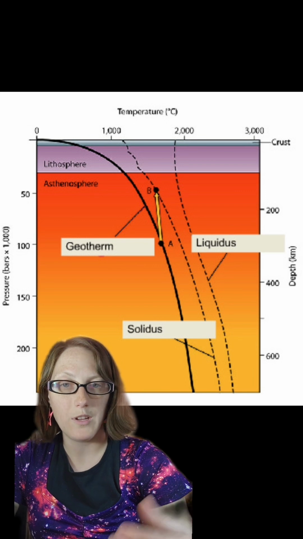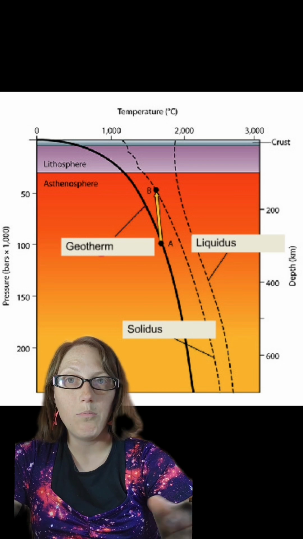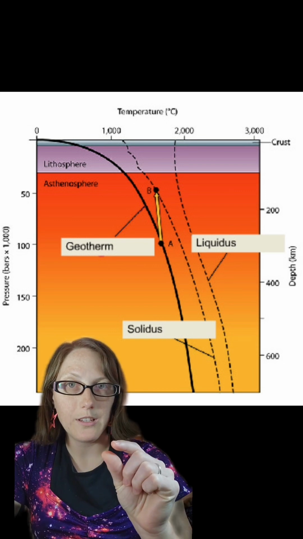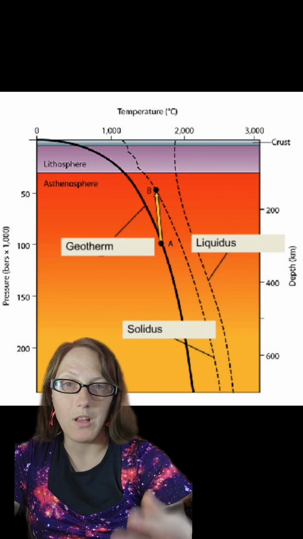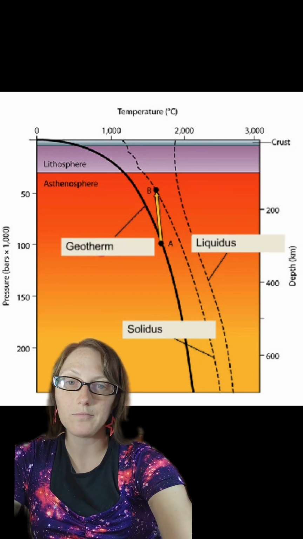as we go from point A to point B, the pressure decreases a lot, but it only cools a little bit. So it allows the rock to melt. We call this decompression melting.